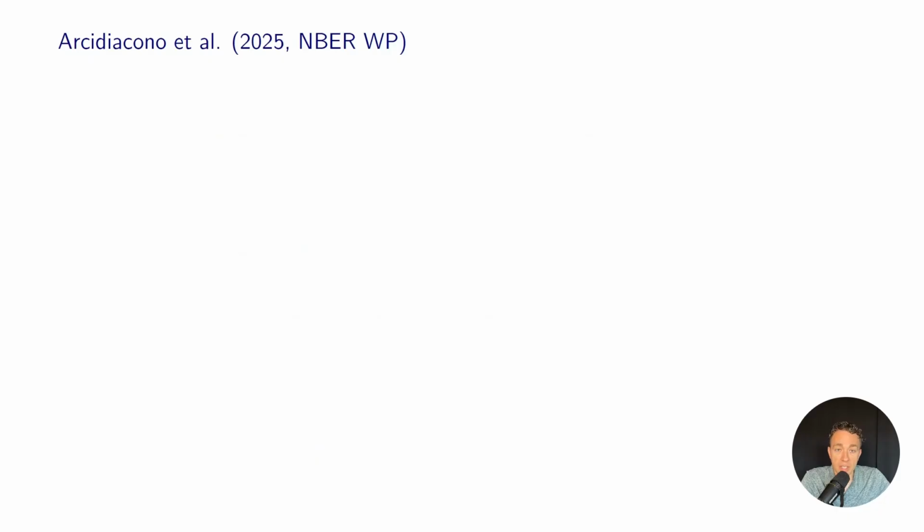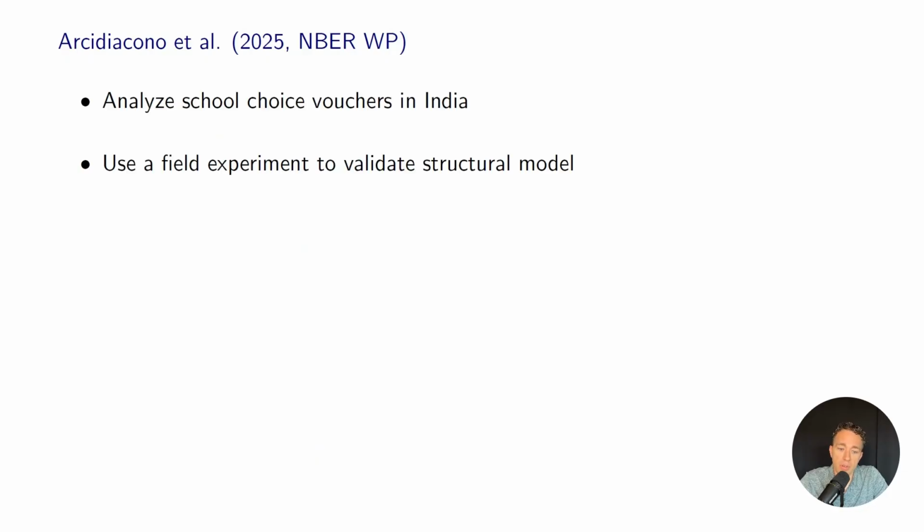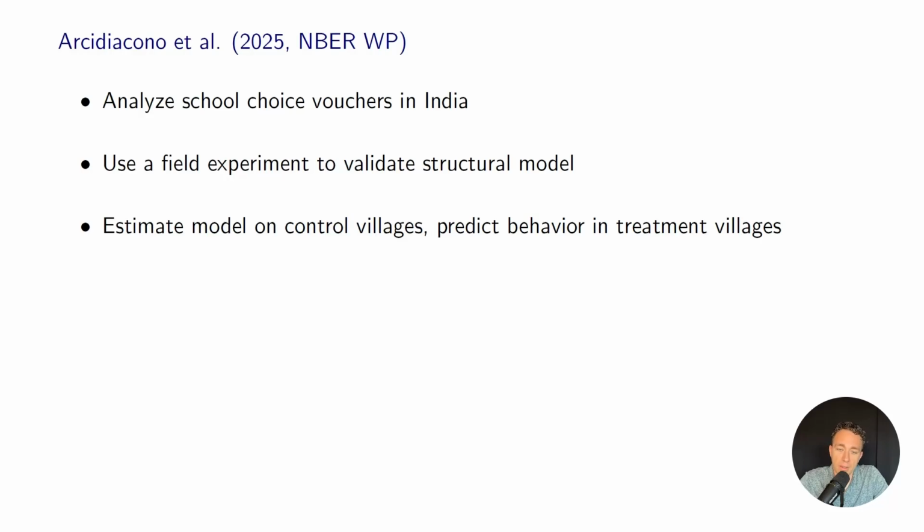And then a third example is one that we've gone through in a prior video where we talked about school choice vouchers in India. So in this paper, they used a field experiment to assist in validating their structural model. They estimated their structural model only on the control villages, basically what someone would do if they didn't have any experimental data at all. And then they tried to use their estimated model in the control villages to predict what would happen in the treatment villages. But in this case, because they had the experiment, they could actually see what happened in the treatment villages to see how good their model was.